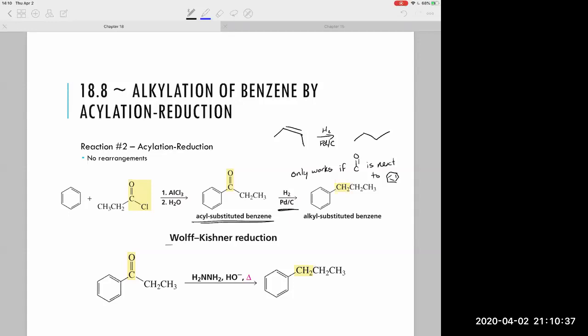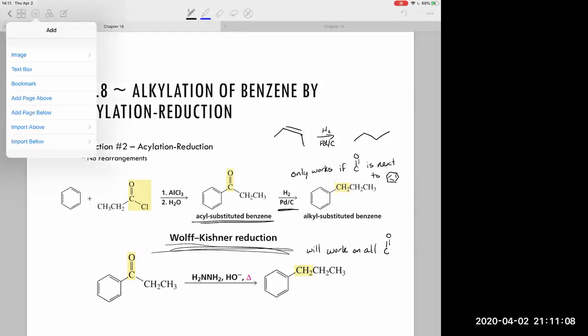That is why we have this other example down here, this Wolff-Kishner reduction. This is a similar way where you're going to form your acylated benzene, and then you can do a further reduction. This one will work on all carbonyl groups. All right, so this is going to play into this chemoselective idea. So let's just do it, what the heck do I mean by that sort of thing?